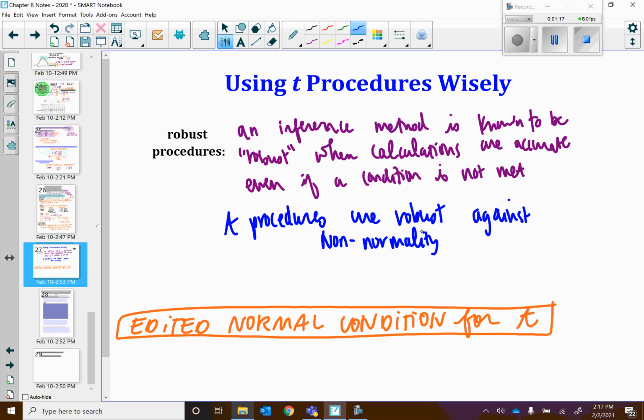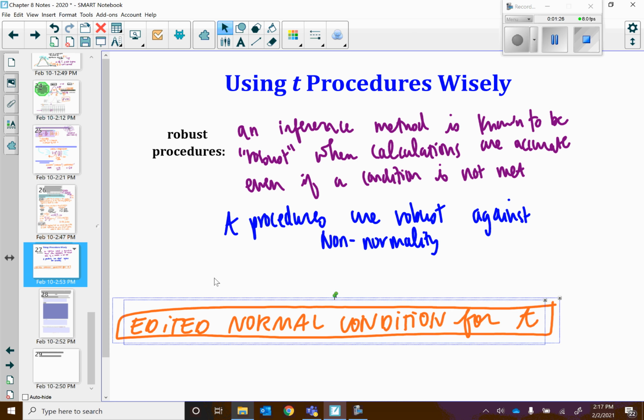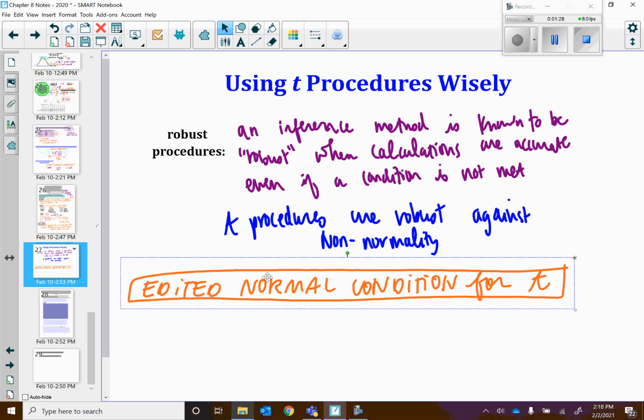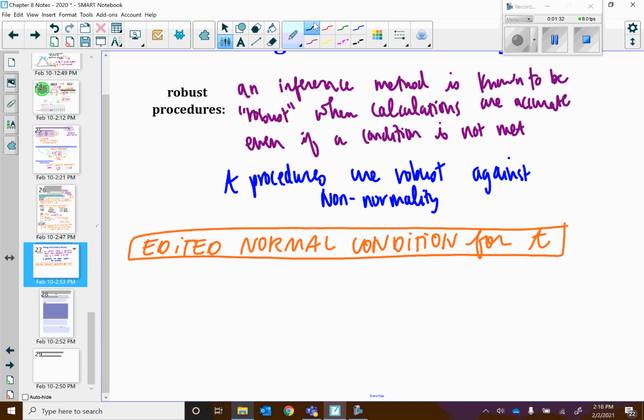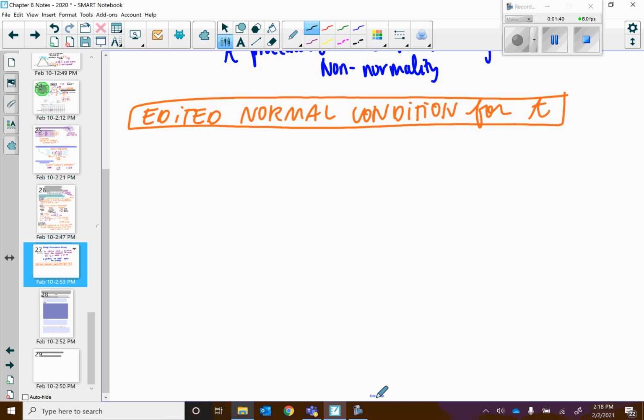So what that means for us is that even if the normal condition isn't perfectly met, we can probably still use our T interval. We are going to write an edited normal condition for T. Now this is only for T. So this is only when we're doing things with means, so not for proportions.